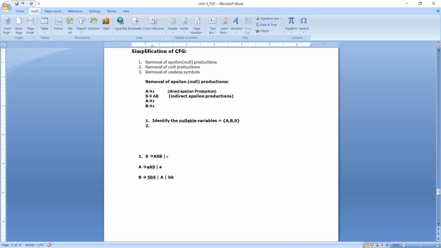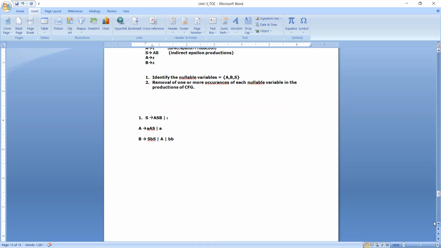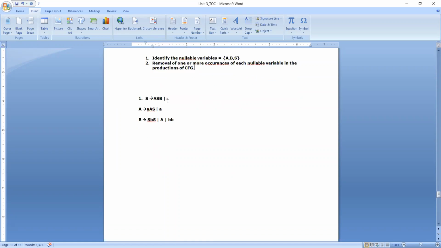Then the second step is we need to go for removal of one or more occurrences of each nullable variable in the productions of our context-free grammar. Okay. I hope now you are not able to understand anything. Let us go ahead and try to directly work with our example so that you can understand these points.